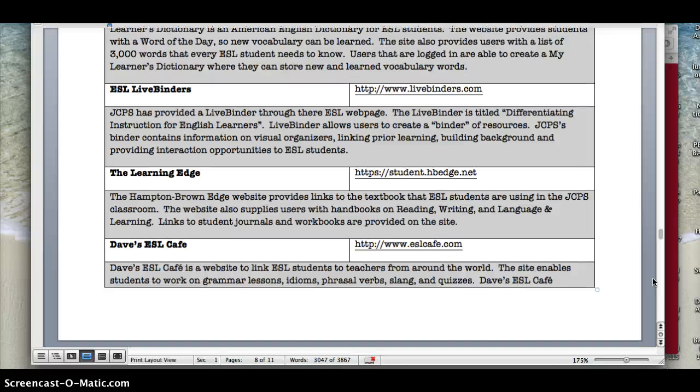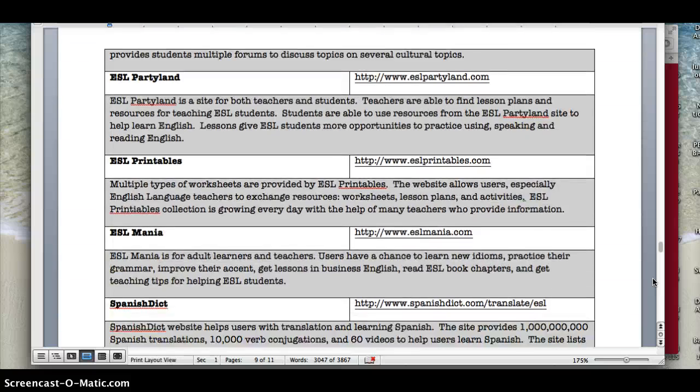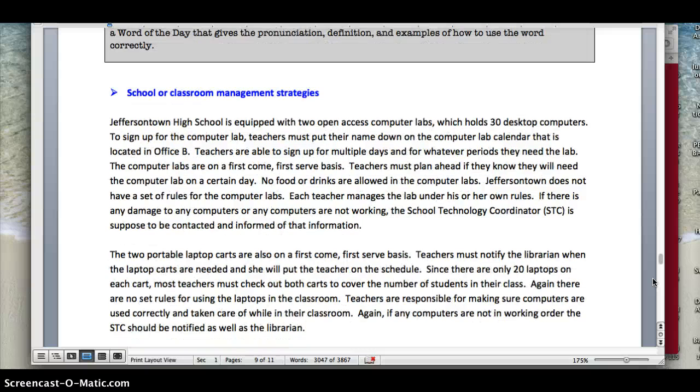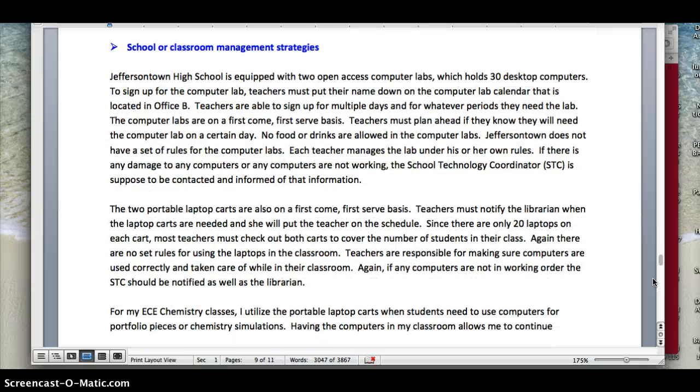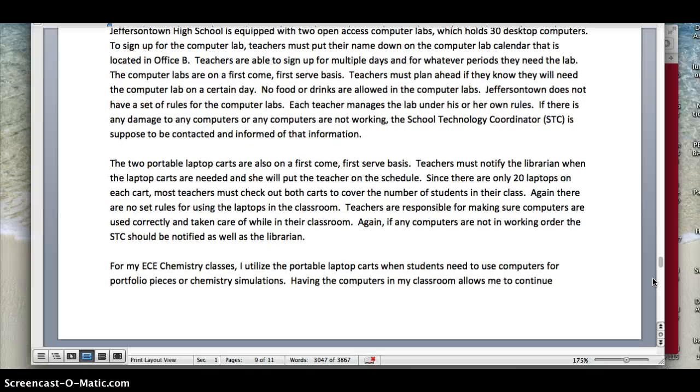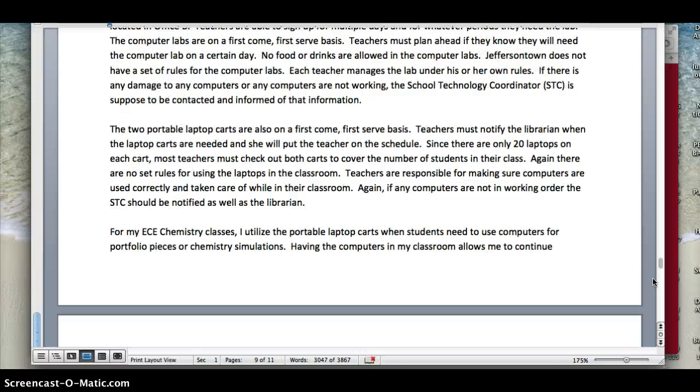Again, continuing with resources, and then management strategies. In our open labs, teachers manage the lab as they see fit. We do not have a set of rules that teachers must follow when their students go in there. Pretty much the only rule that must be followed is that there's no food or drink in the lab, and that if any damage is done to any of the computers, the STC is told immediately about that damage.